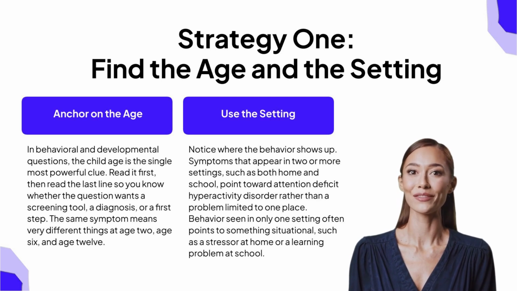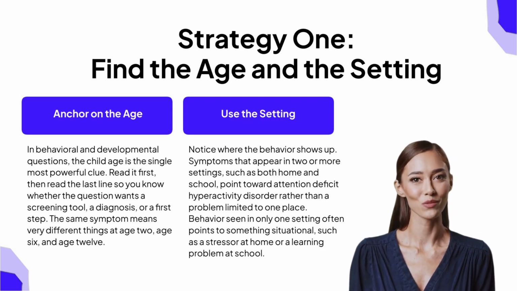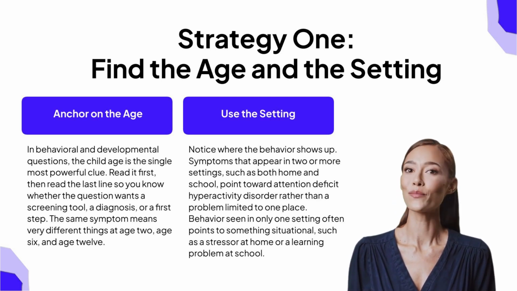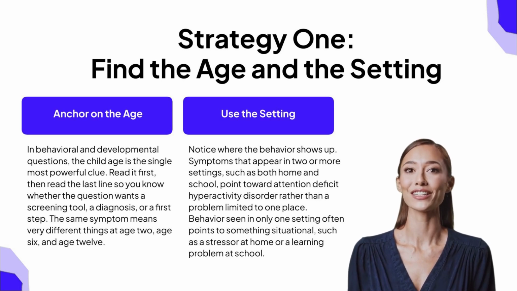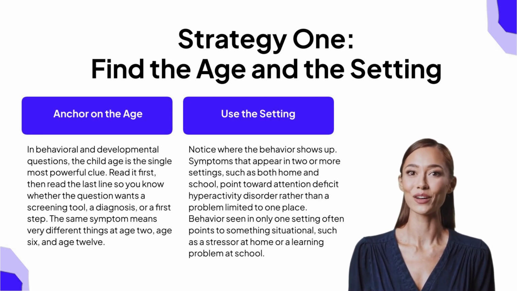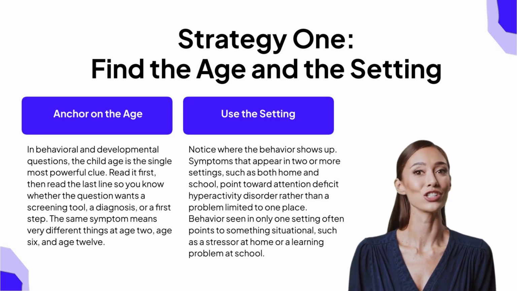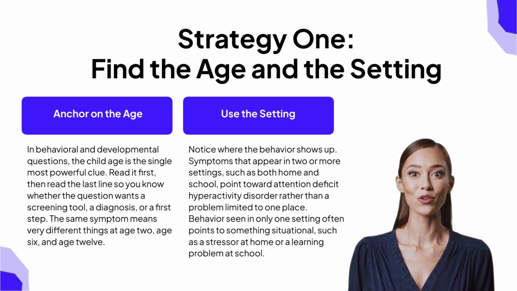Next, use the setting. Symptoms that show up in 2 or more places, such as both home and school, point toward attention deficit hyperactivity disorder. Behavior seen in only one setting often points to something situational, such as a stressor at home or a learning problem at school. Train yourself to notice the age and the settings every single time.